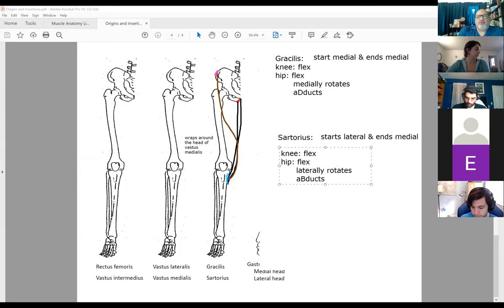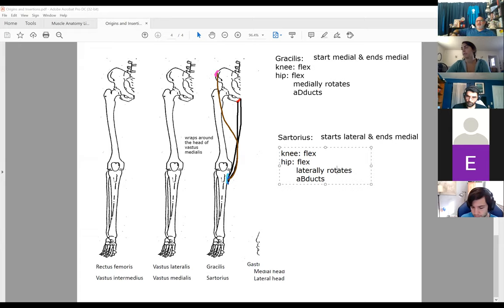Anyone come up with a good activity for this sartorius to help us remember all these actions? The one I always use to remind me is what you would do or how you could cross your legs if you were wearing pants or wearing shorts. Right? If you wanted to cross your legs, obviously you would flex the hip, flex the knee.